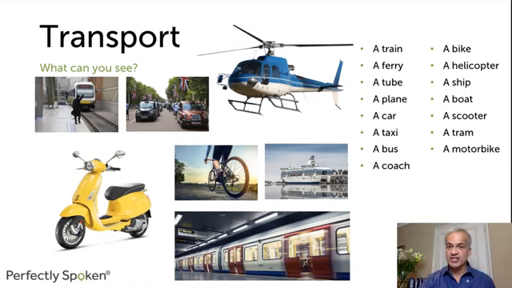Okay, now let's have a look at which ones are in the photograph. Okay, the ones in green. A train, a ferry, a tube. The bottom picture is a tube on the London Underground. A taxi, a bike, a helicopter, and a scooter. Okay?